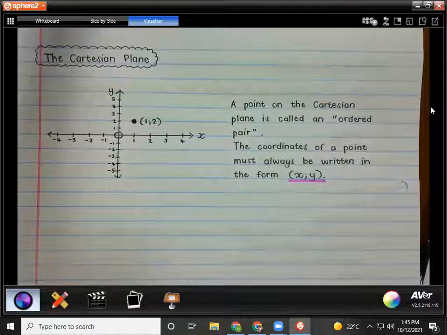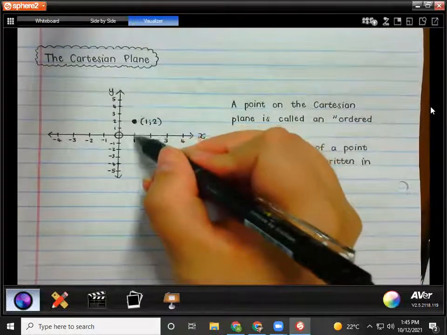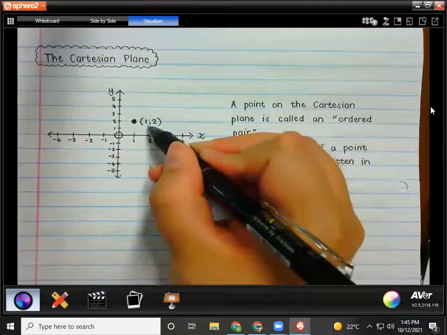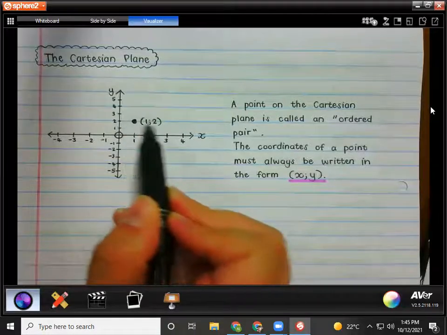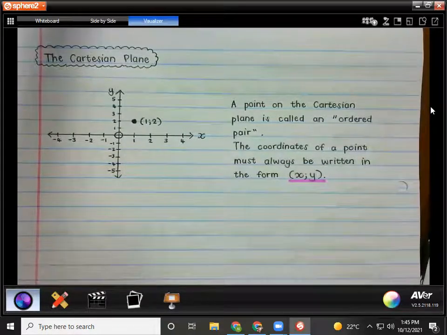What is the x value of that point? It is in line with 1, so the x value is 1. What is the y value of this point? It's right next to 2, so the y value is 2. Okay.